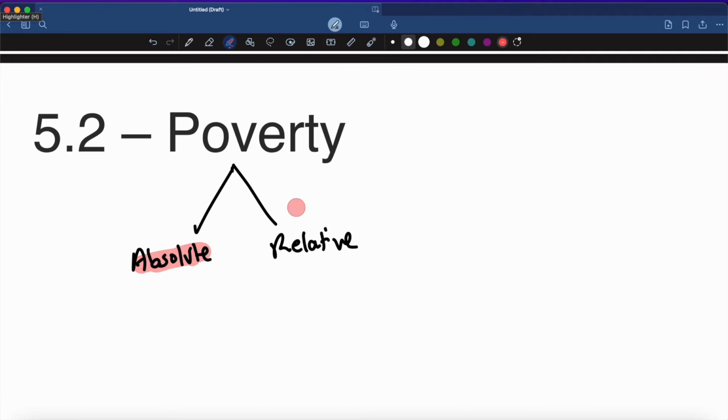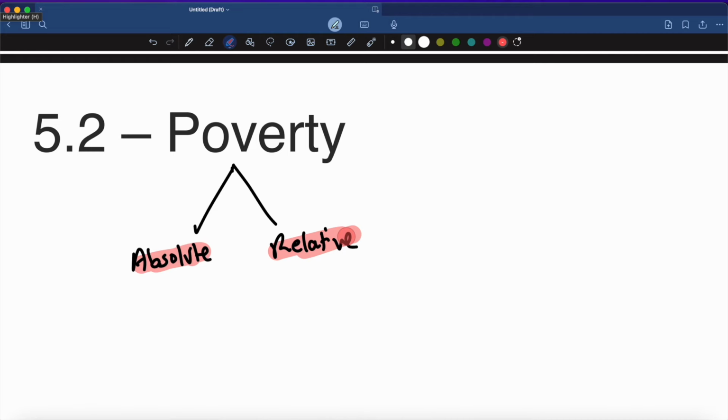What about relative poverty? Relative poverty is a condition of having fewer resources than other people in the same society. That means that you're not absolutely poor. You can still buy water, you can still buy stuff, but compared to other people within the economy, you have relative poverty. So relative poverty is basically a measurement of income inequality.